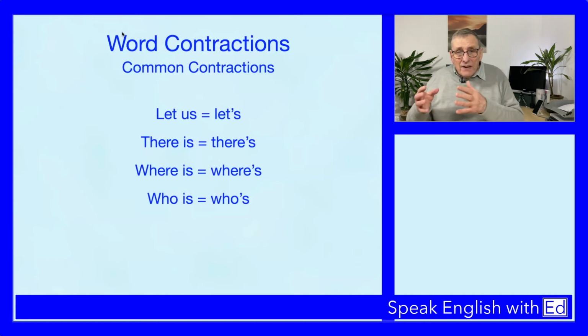There's a show on the television that I want to watch. There is a show on television I want to watch. There's a show I want to watch. Where is? Where's the car key? Who is? Who's coming with me? Who is coming with me? Who's coming with me?